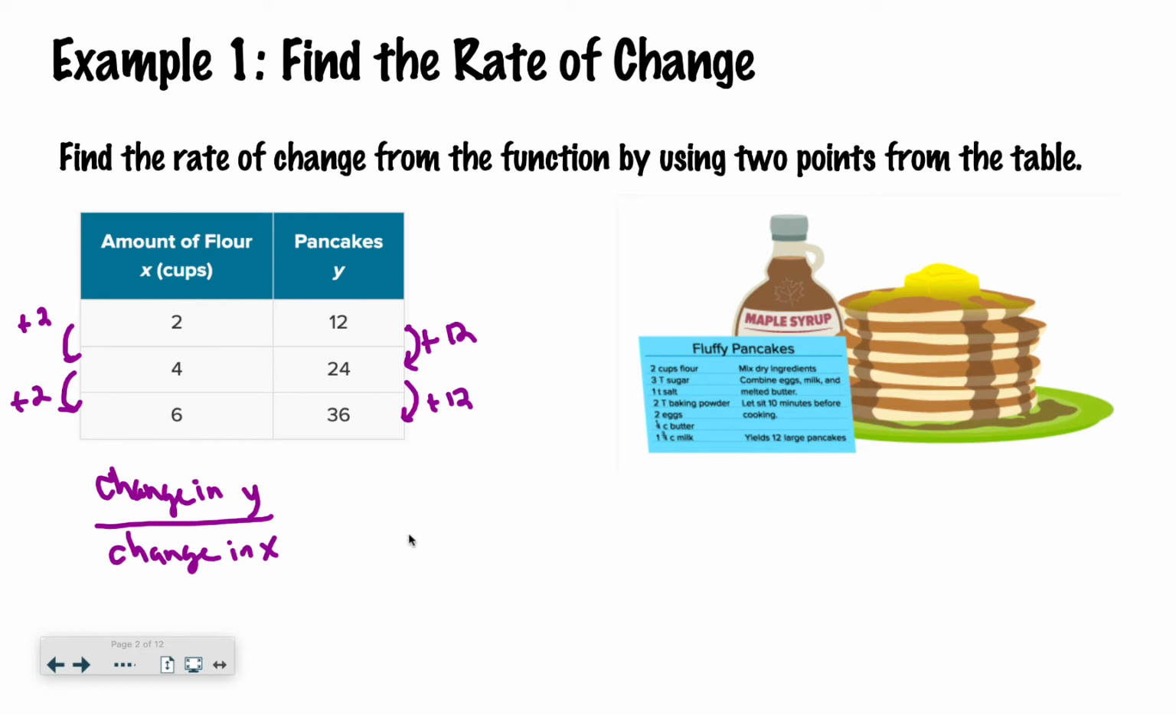To figure out what the rate of change is, you do your change in y, which was 12, over your change in x, which was 2, and you simplify. So you would say 6 is your rate of change. If we talk about what that means in relation to the table, we see that x represented the amount of flour and y represented the pancakes. So it'd be 6 pancakes for 1 cup of flour.